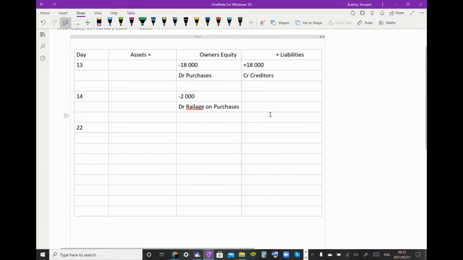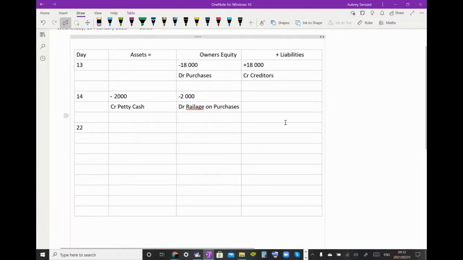And then remember it said we paid from petty cash, right? What is petty cash? Is it an asset or what? It's an asset. So this time we're coming here and we're going to have a negative 2,000 because our assets are decreasing. And here we're going to write petty cash, and they were crediting it. Crediting petty cash.